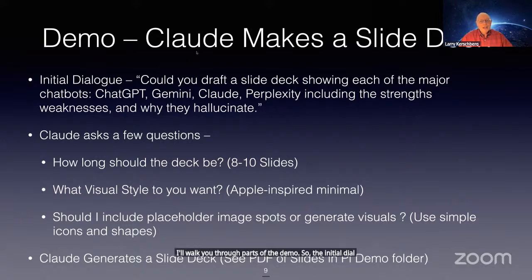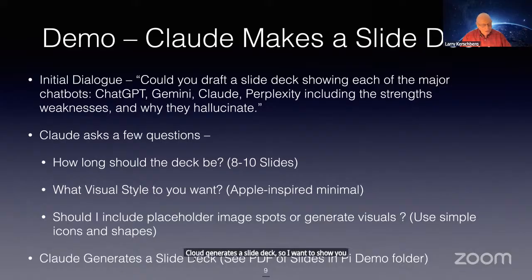So the initial dialogue I had for Claude was, could you draft a slide deck showing each of the major chatbots, ChatGPT, Gemini, Claude, Perplexity, including the strengths and weaknesses and why they hallucinate? There was a question at the Clubhouse Saturday about hallucinations, so I thought I'd answer the question. So Claude comes back and says, well, how long should the deck be? And so I say 8 to 10 slides. What visual style do you want? I say Apple-inspired minimal. It gives you the various choices. Should I include a placeholder image, spots, or generate visuals? And so I said, use simple icons and shapes. And then Claude generates a slide deck.